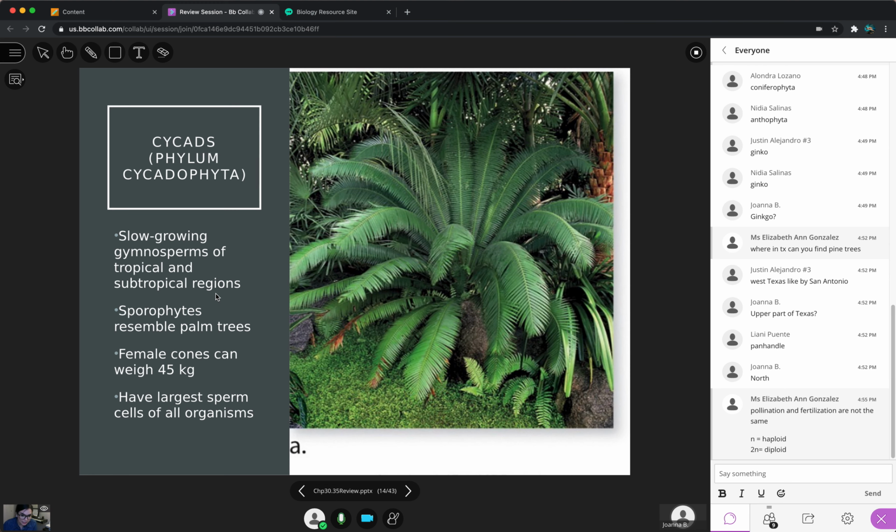I know you all have seen these before. We do have these here. A lot of people have them in their front yards. They look like palm trees, but they're not palm trees. Some people call them false palm trees. Palm trees are flowering plants.